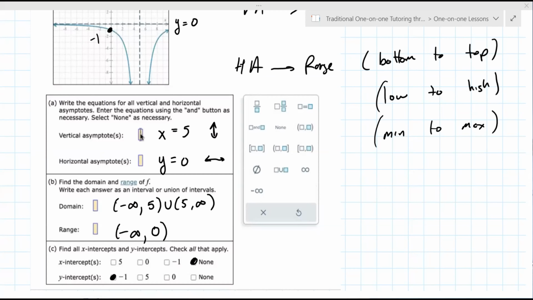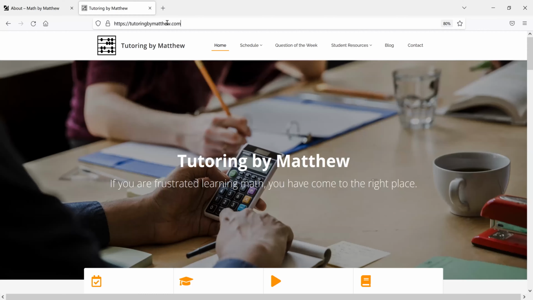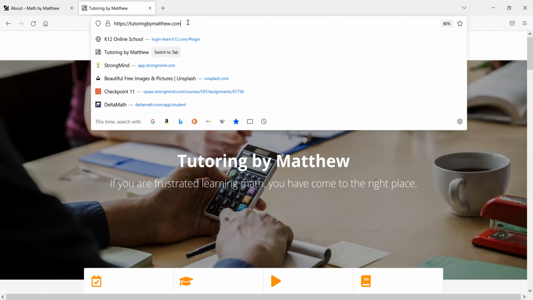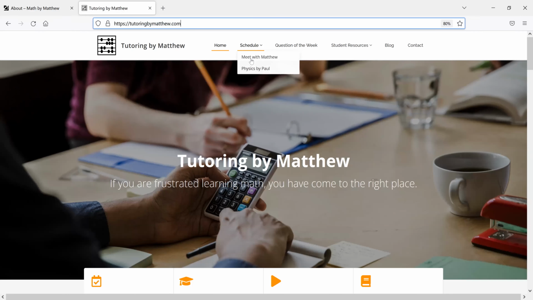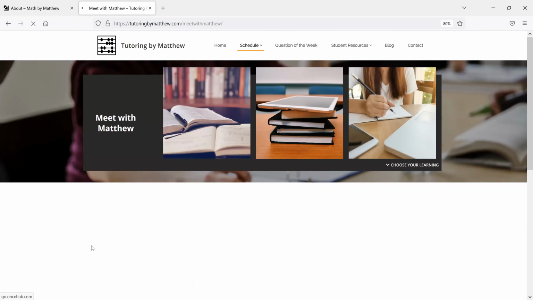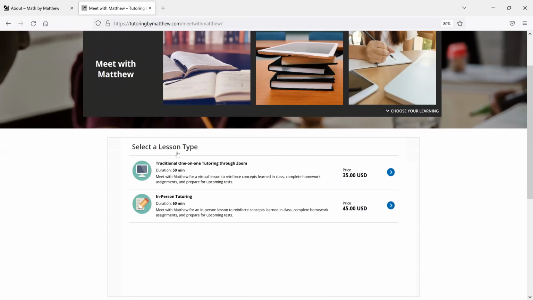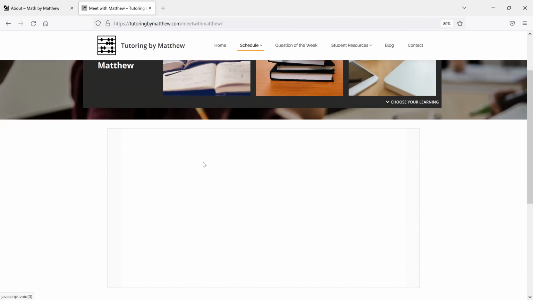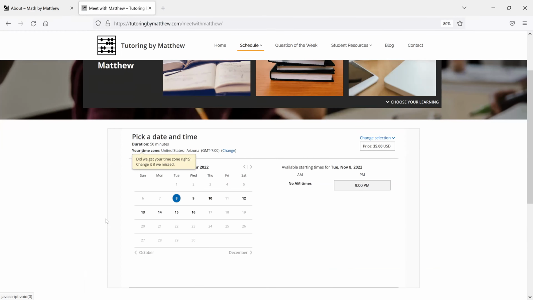More importantly, here's how you schedule with me. You can do it from a phone or a mobile device, or computer. Go to my website, tutoringbymatthew.com, which your mom has and you guys have from the emails. And then you just click on Meet with Matthew. You choose the day and time that you want. We're doing the traditional tutoring through Zoom, and they're 50-minute lessons. It's already a lot. You're getting a lot packed in, so don't worry about not getting the full hour. Just choose a date and time that works for you, and proceed from there with entering your information.